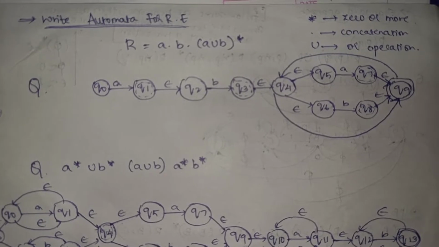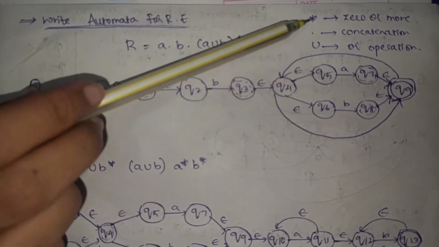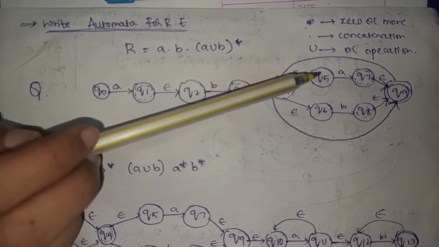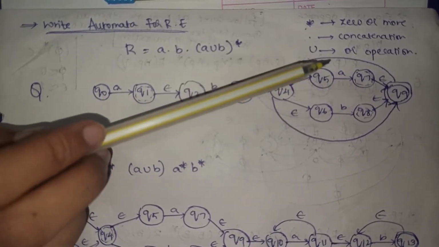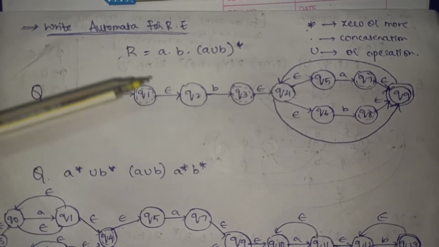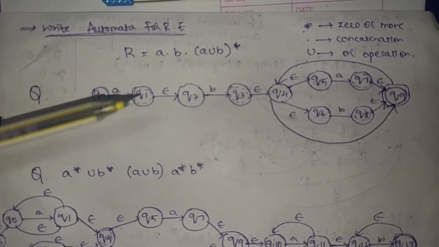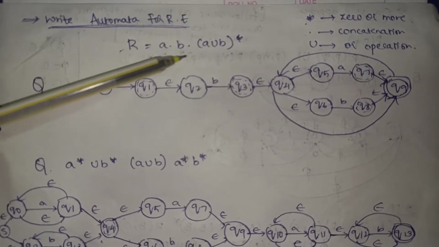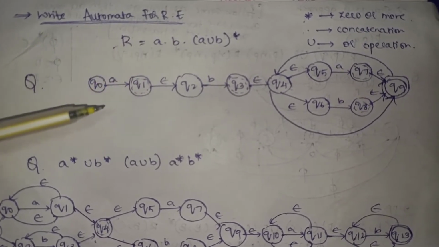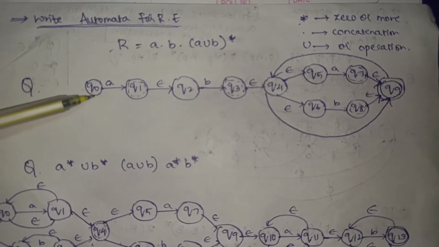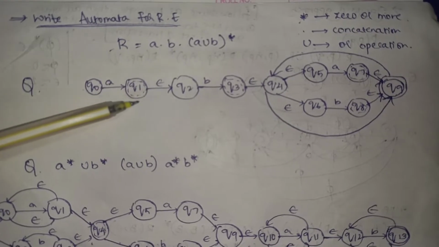Usually a regular expression consists of the star, which represents 0 or more, the dot, which represents concatenation, and the union symbol, which represents the or operation. Suppose this is the regular expression, how do you convert this into automata? Firstly, a dot b is concatenation. When you're doing a concatenation, this is the start state. After the start state you have a, so you write a transition from the start state on a to q1.